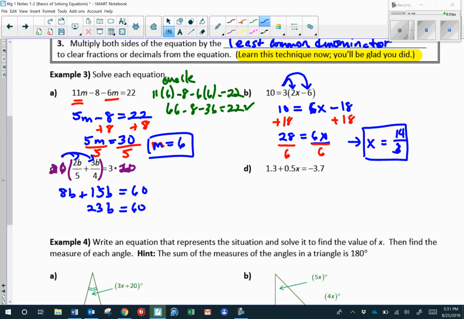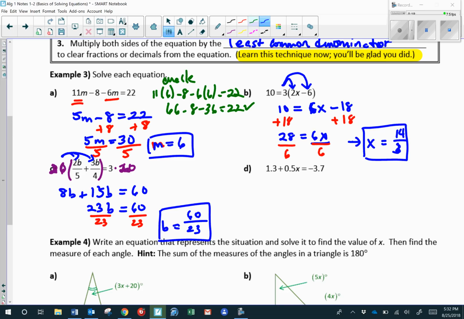And then divide both sides by 23. And that's going to give us a solution of b is equal to 60 over 23, which is an improper fraction, doesn't reduce. We're just going to leave it alone. All right, in D, what you will notice is that we have decimals in the equation.